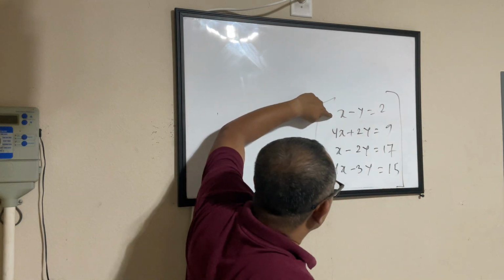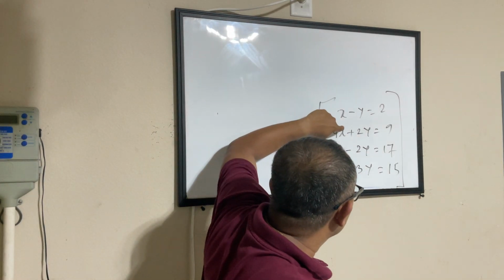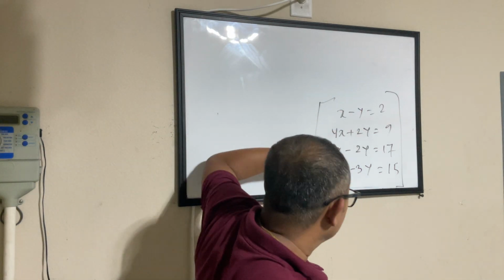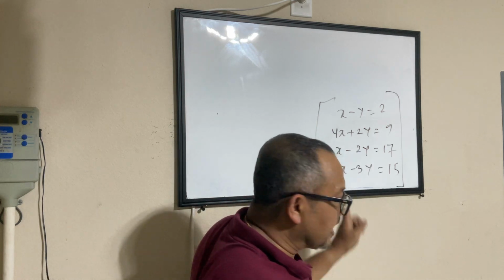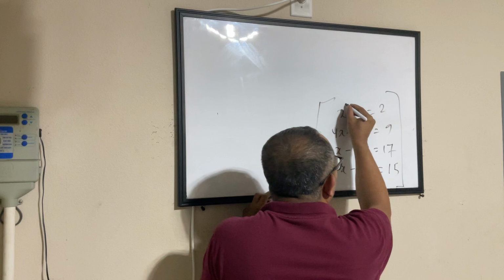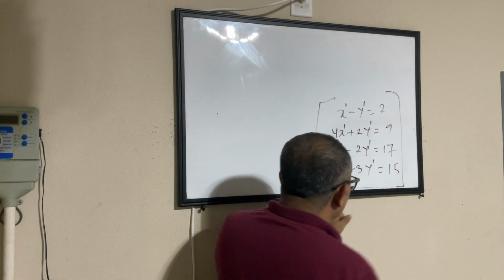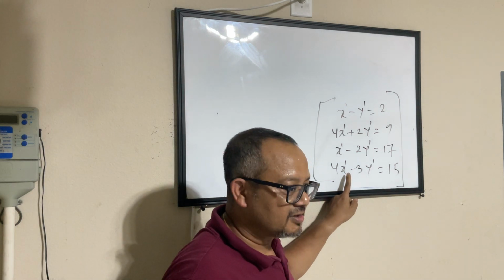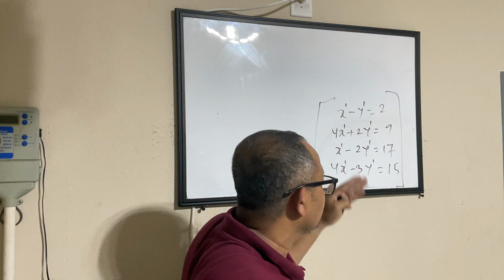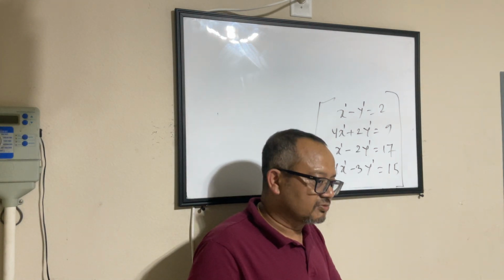If you look at the equation, this equation has two variables, x and y. This also has two variables, x and y. This also has two variables, x and y. And if you look at it carefully, the maximum power to the variable is what? 1. Maximum power to the variable is 1. So every equation where the maximum power to the variable is 1 is called a linear equation. Any doubt?